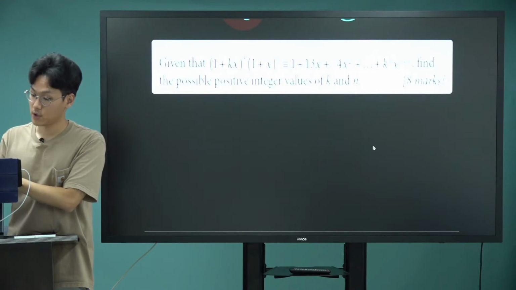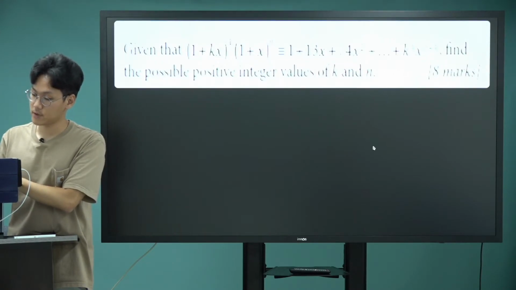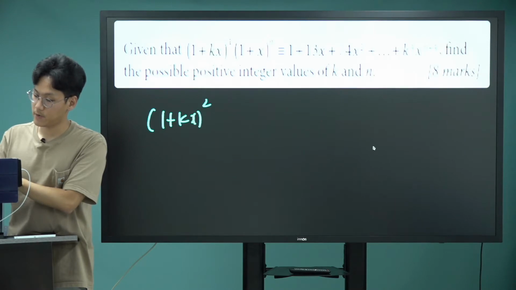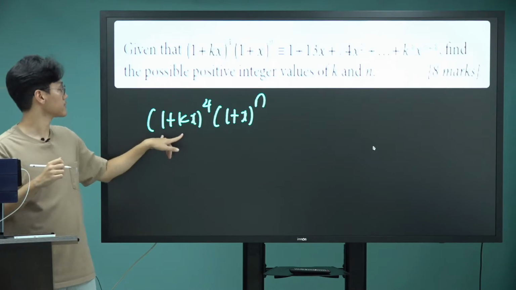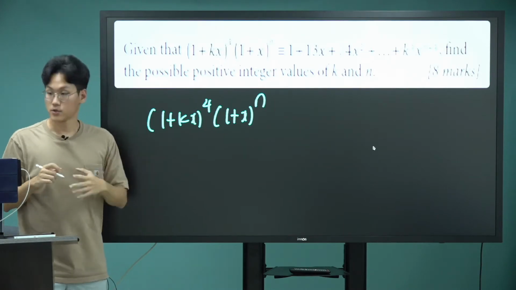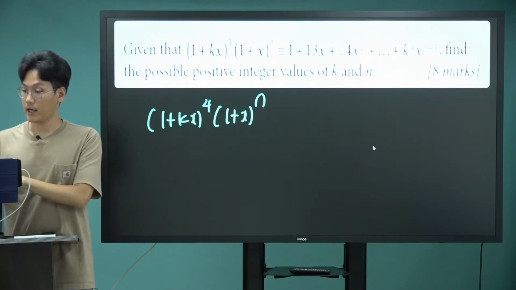of product of binomial expansion. So if I quickly write it for you, I have (1 + kx)^4 (1 + x)^n. Okay, that's what I have. So what I have on the right-hand side are the result.